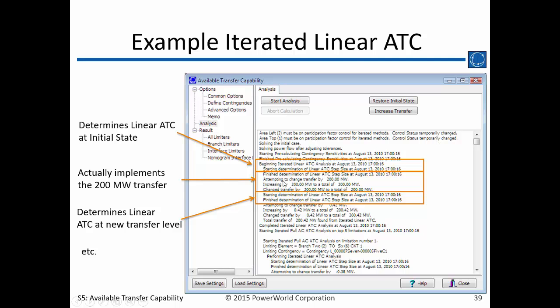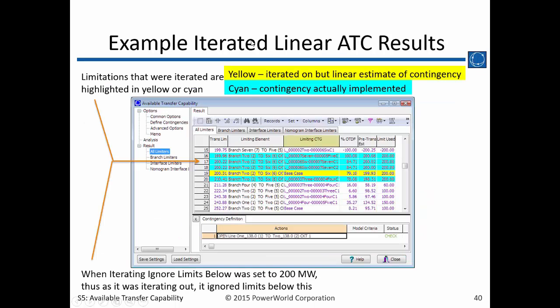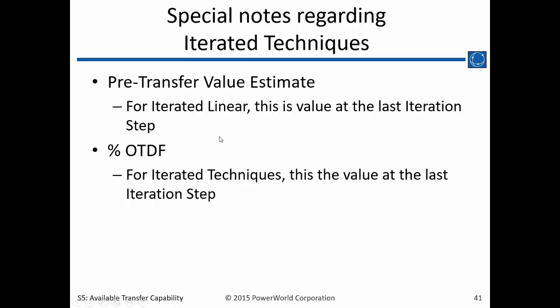You get more details as far as the steps it's taking and at what point it does a power flow solution and at what point it does a contingency solution, if you're using one of the iterated methods. And again, this shows the color coding that we saw. As we mentioned earlier, the values that you see at the pre-transfer estimate apply to the last iteration step, or from the last power flow solution.